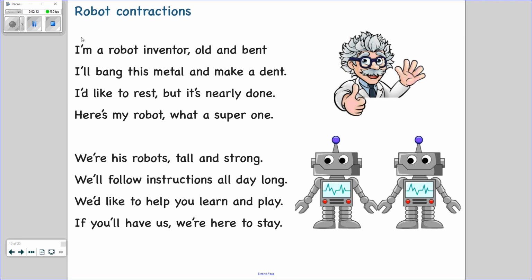Robot contractions. I'm a robot inventor, old and bent. I'll bang this metal and make a dent. I'd like to rest, but it's nearly done. Here's my robot, what a super one. We're his robots, tall and strong. We'll follow instructions all day long. We'd like to help you learn and play. If you'll have us, we're here to stay.